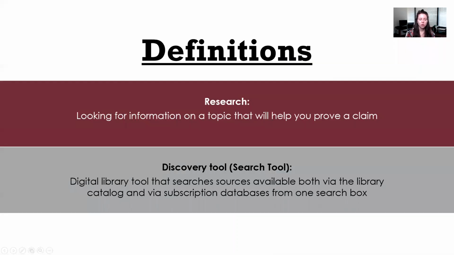So definitions, I have two different definitions. This is just to kind of get everybody on the same page so that you are familiar with some of the terms I might use throughout this class. So research is just looking for information on a topic that will help you prove a claim. And a discovery tool or search tool is a digital library tool that searches sources available both via the library catalog and via subscription databases from one search box.